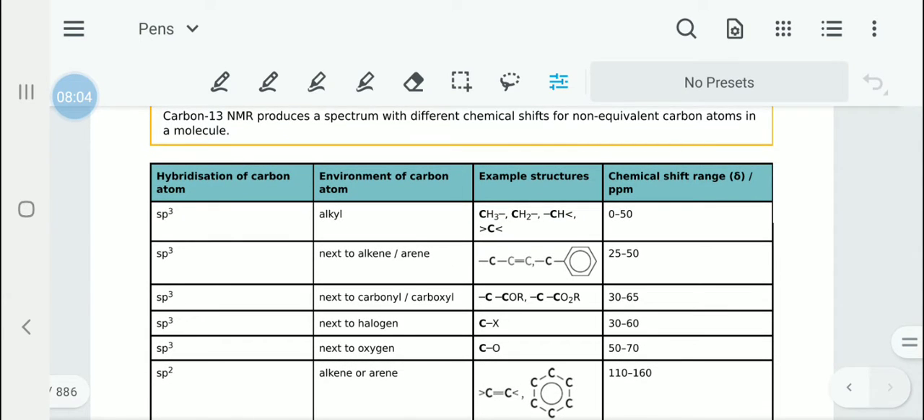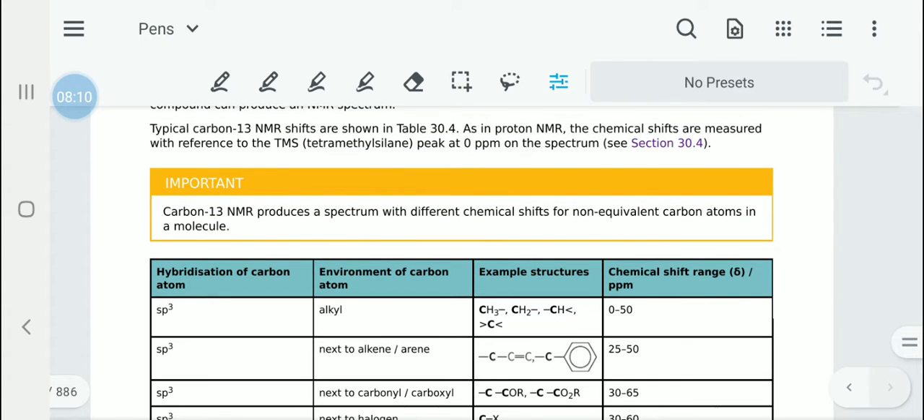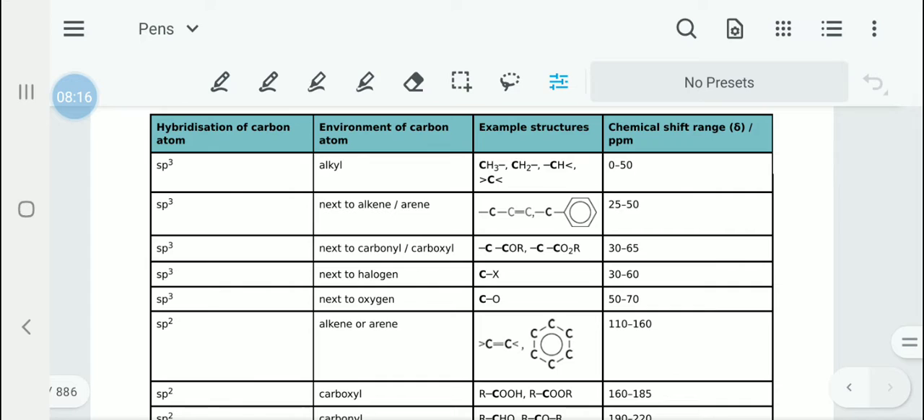So that shift, the carbon-13 NMR will produce a spectrum with different chemical shifts for non-equivalent carbon atoms in a molecule. Non-equivalent means we are talking about the environment. Now, when you say the sp3 hybridization of carbon, the environment of carbon could be alkyl, then the CH3, CH2, CH. So carbon in the middle.